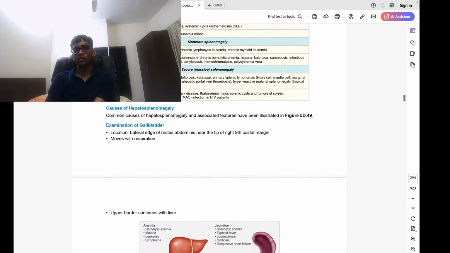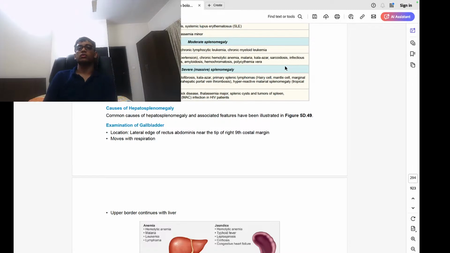Moderate splenomegaly, neoplastic: lymphoma, acute leukemias, chronic lymphocytic leukemia, chronic myeloid leukemia. Non-neoplastic: cirrhosis of liver with portal hypertension, chronic hemolytic anemia, malaria, Kala-azar, sarcoidosis, infectious mononucleosis, splenic abscess, amyloidosis, hemochromatosis, and polycythemia vera.